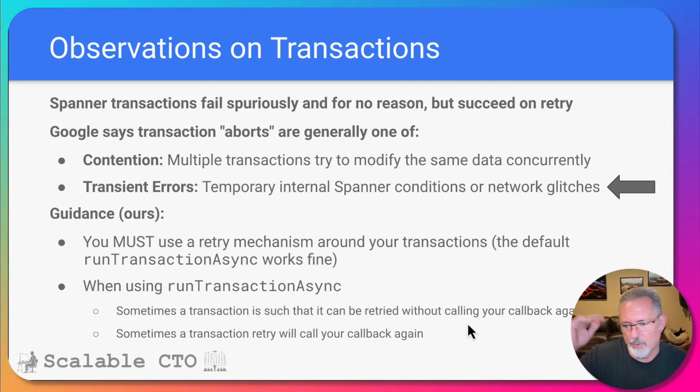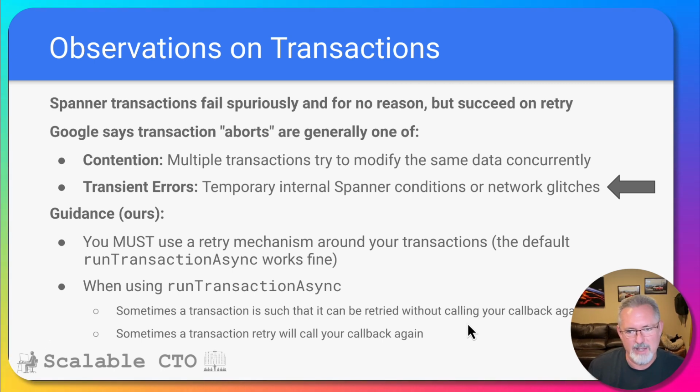So there's this really definitive document that lists the 50 reasons a transaction can fail. And like 49 of them are under this contention bullet, which is things like multiple transactions trying to modify the same data concurrently. And then there's this one thing, which is transient errors, temporary internal Spanner conditions, or network glitches. That's the catch-all. In my case, it's 100% that.